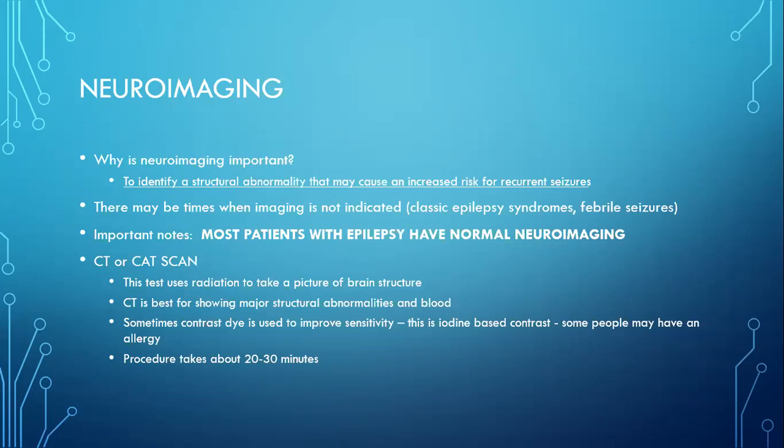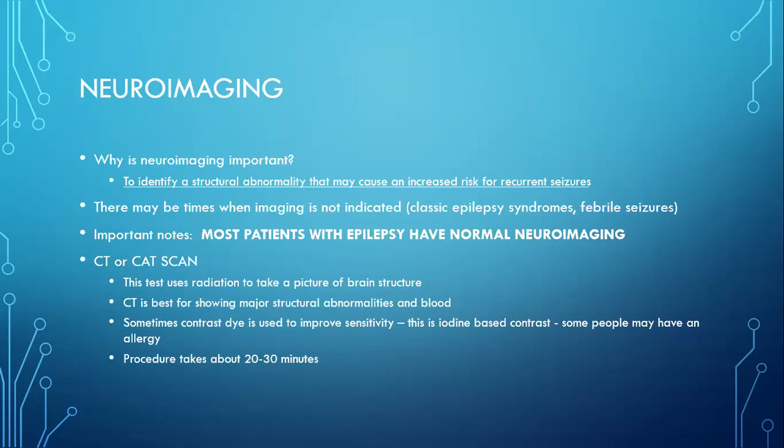So a CT scan or a CAT scan. This test uses radiation, similar to an X-ray, to take a picture of brain structure. A CT is best for looking for major structural issues or things like bleeding. And so typically the CT or the CAT scan is done in the emergency department just to make sure that there's nothing urgent going on that's caused a seizure.